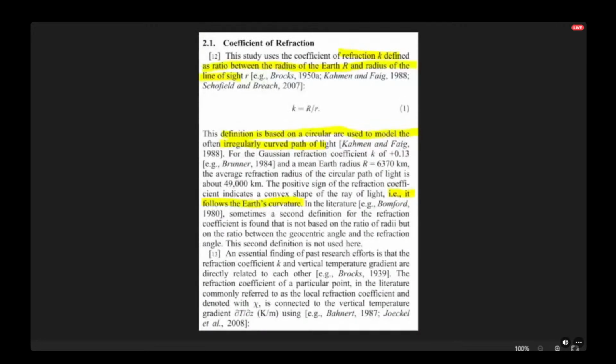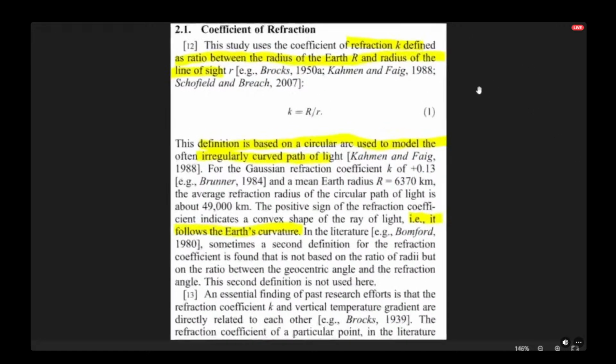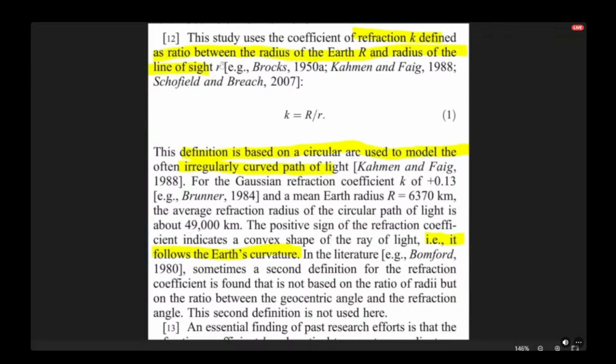Just saying. Yep. So when they use refraction, they define it as the ratio between the radius of Earth, R, and the radius of the line of sight. You literally have to use the radius of the Earth to have an arc angle, to use geodesic surveying, or to invoke refraction or a refraction index gradient. So if you have a refraction coefficient, you're invoking a radius, right? They have to do that. They said it's based upon a circular arc used to model a regularly curved path of light, i.e.